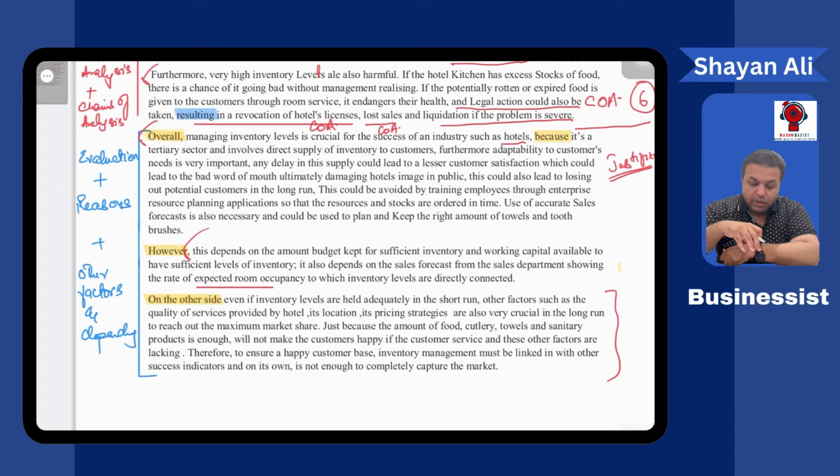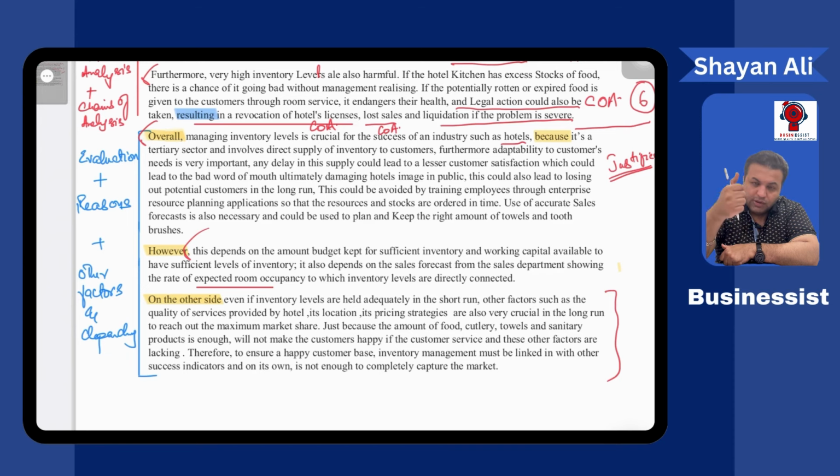So, moral of the story is, lastly, in the last part of the evaluation, I have shown the other side of the coin, a completely different picture. That, however, no matter how much care you take in controlling your inventory in the business, if you use an ERP system or manage it very effectively, unless and until you focus on other factors as well, such as the quality, the customer service, the location of the hotel, the pricing strategies of the hotel, you cannot succeed in this particular industry. So this is just the other side of the coin.